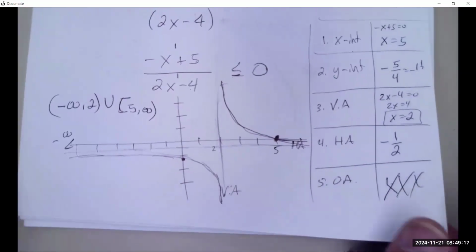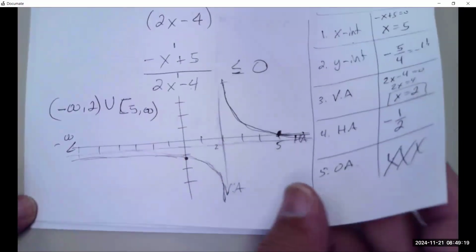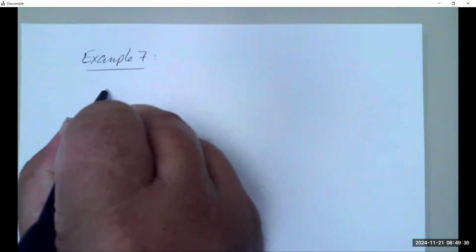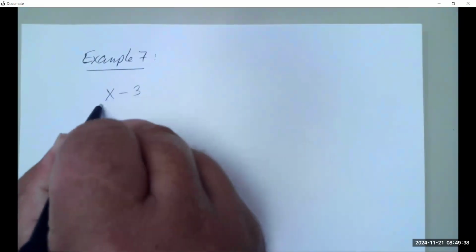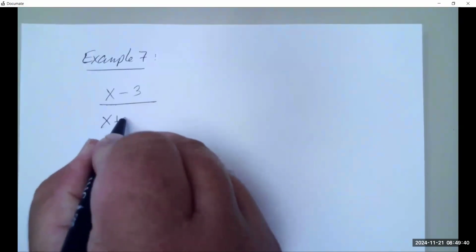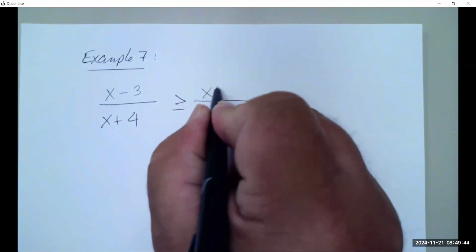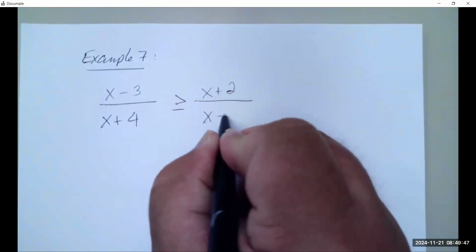Any questions about that? Now we're going to open the can of a bigger question. But this is the last one for this chapter, actually. Example 7. Solve this one. (x minus 3)/(x plus 4) is greater than or equal to (x plus 2)/(x minus 5).